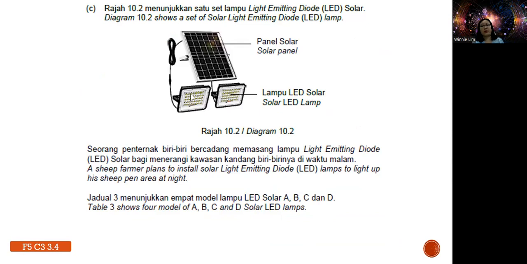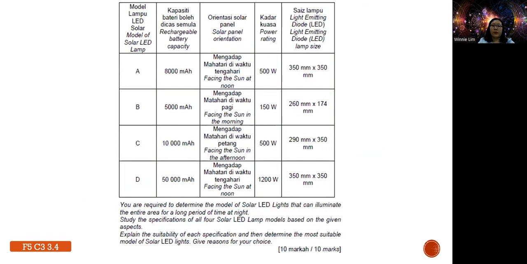Diagram 10.2 shows a set of solar light emitting lamps. A sheep farmer plans to install solar light emitting diode lamps to light up his sheep pens area at night. And then again, you have 4 models: A, B, C, and D. So you are required to determine the model of solar LED light that can illuminate the entire area for a long period of time at night, and then explain the suitability of each specification, and then determine the most suitable model of solar LED light and give reason for your choice.